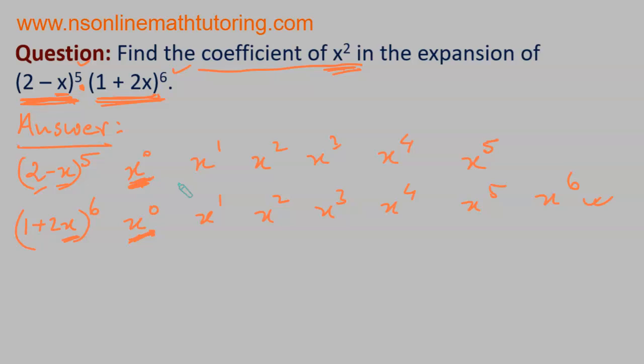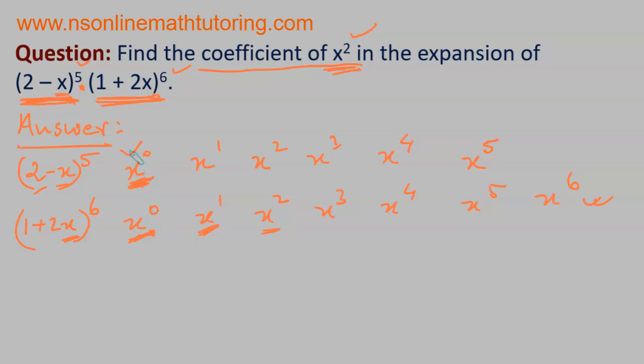But when we take the constant term and multiply it with this term, which contains x to the power of 1, the product term will be having x, but its power will be equal to 1. Whereas we need the power of x to be equal to 2. So we come to this third term.